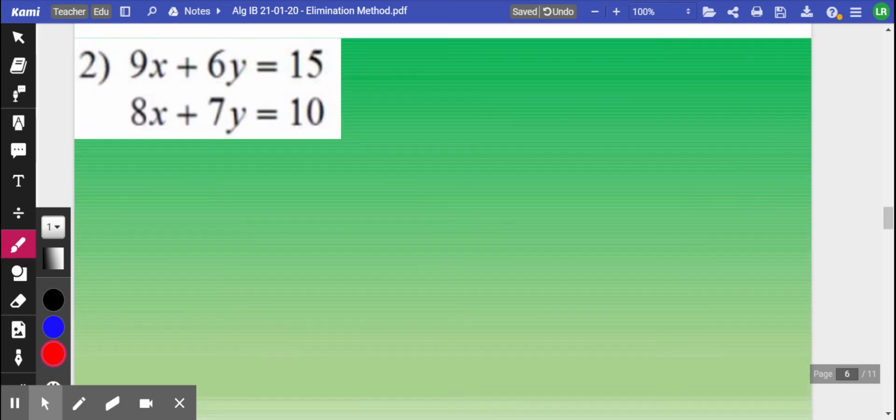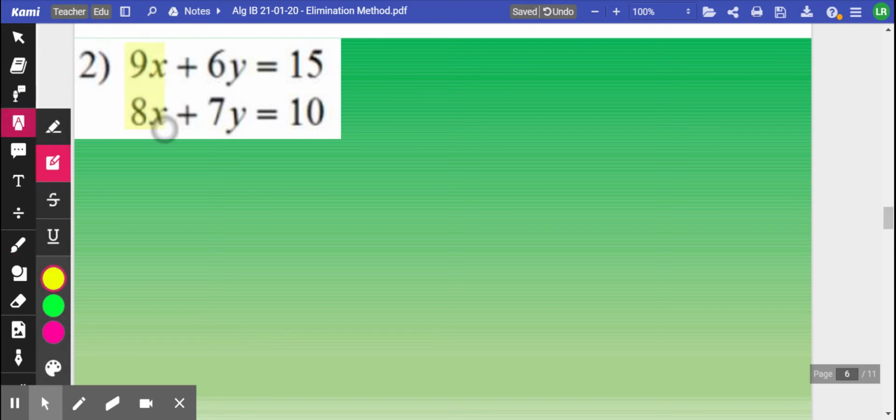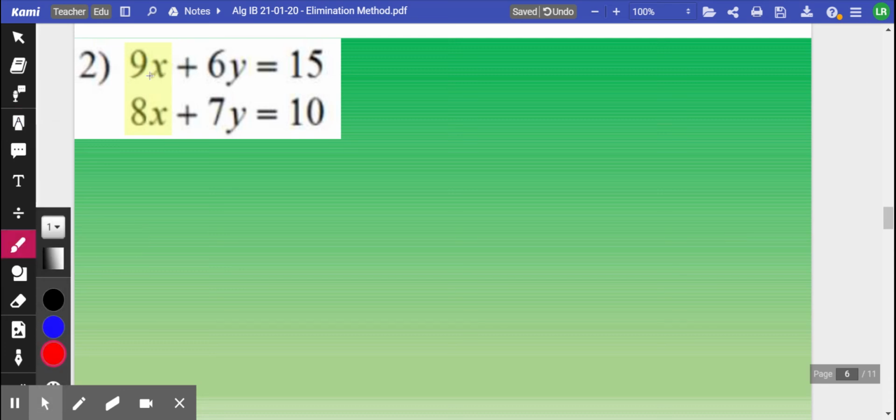So let's look at number 2. Let's go ahead and write this one down. We have 9x plus 6y equals 15, and 8x plus 7y equals 10. So again, we're going to focus on these two. Now I look, and I didn't say this the first time, but you should always check. These are not opposites. The y's are not opposites. So I don't have them sitting right there. I have to make my own.